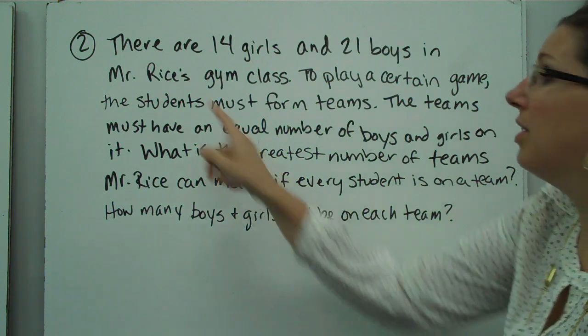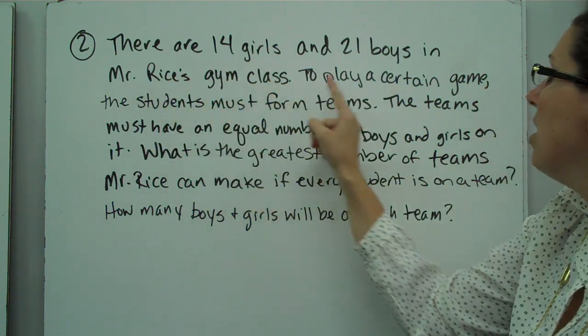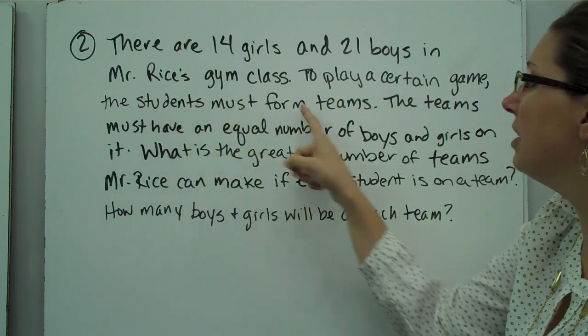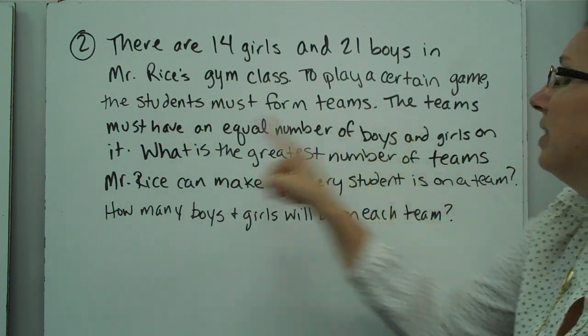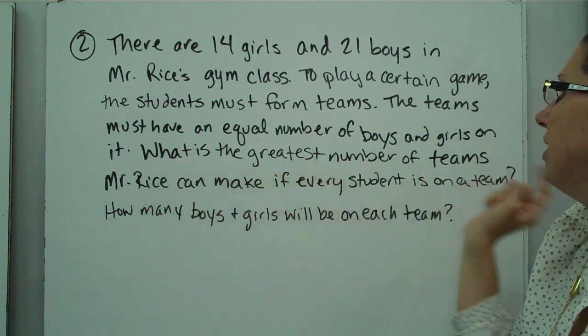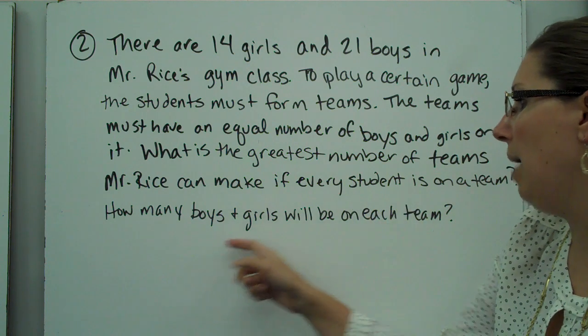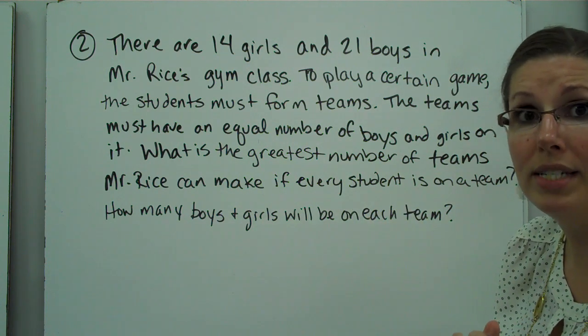Number 2. There are 14 girls and 21 boys in Mr. Rice's gym class. To play a certain game, the students must form teams. The teams must have an equal number of boys and girls on it. What is the greatest number of teams Mr. Rice can make if every student is on a team? How many boys and how many girls will be on the team?